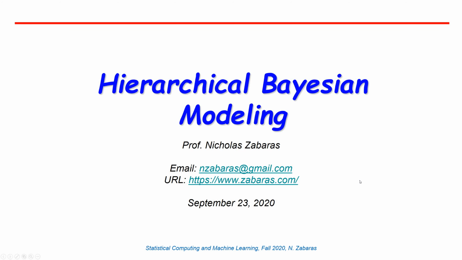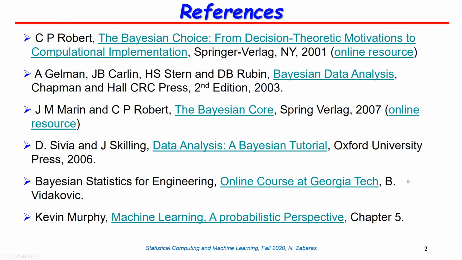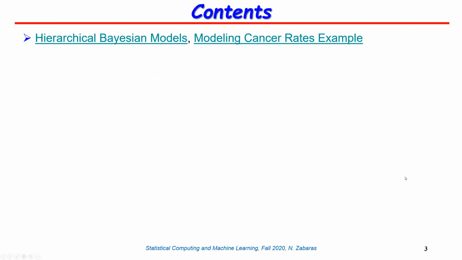So let's see some of the topics the lecture today is going to cover. We will introduce what is hierarchical Bayesian modeling. This will be, if you like, an extension of the discussion we had in the last lecture on prior models. So effectively we will introduce a hierarchy of prior models, and we will demonstrate the significance of this methodology through examples. The first example will be to compute the cancer rates in different cities.